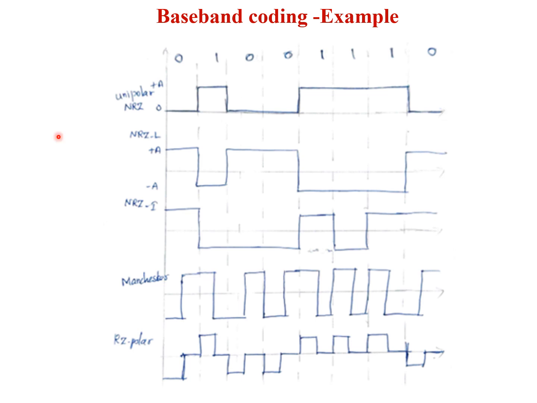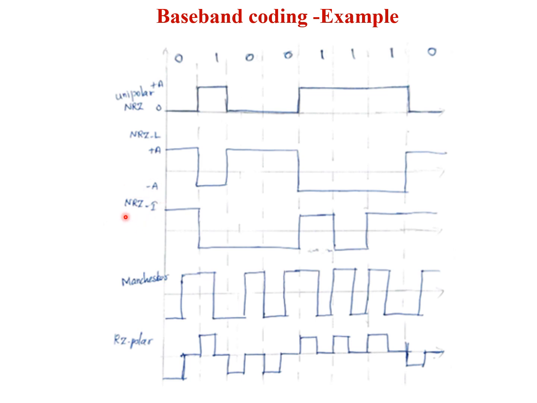Then the next type is NRZ-L, non-return to zero level. Binary 1 is represented by one voltage level and binary 0 is represented by another voltage level. Let us assume that binary 0 is represented by a positive pulse, then binary 1 is represented by a negative pulse. Then again 0 by a positive pulse, 0 by a positive pulse, 1 by a negative pulse, 1 by a negative pulse, 1 by a negative pulse, then 0 by a positive pulse.